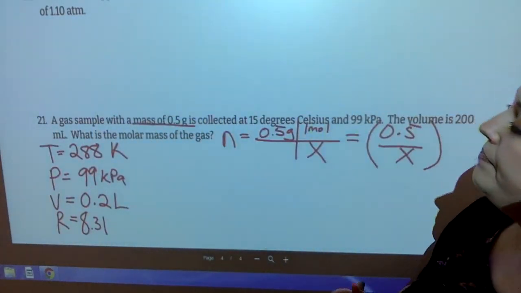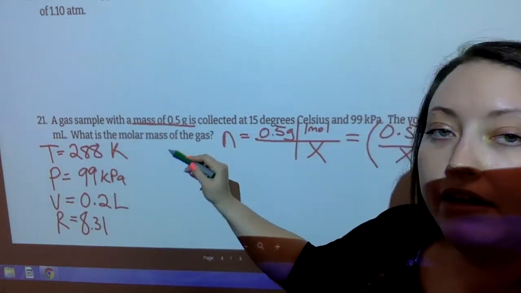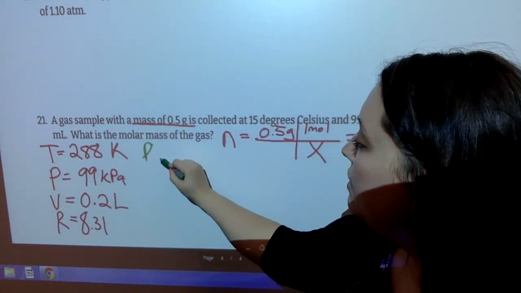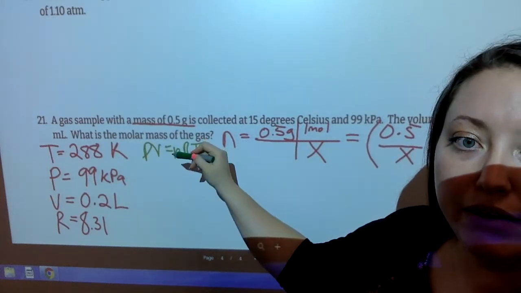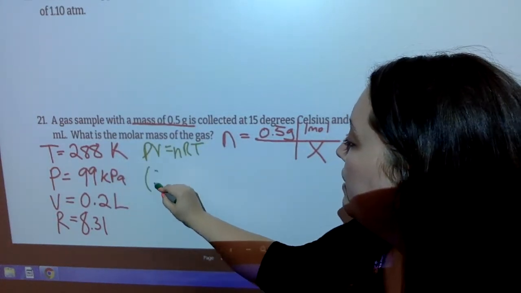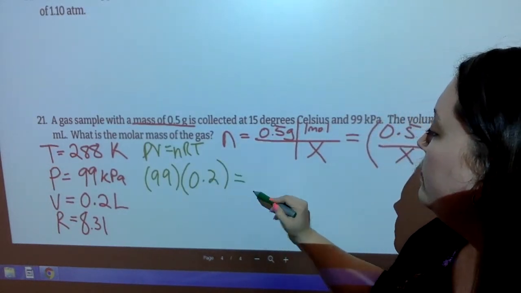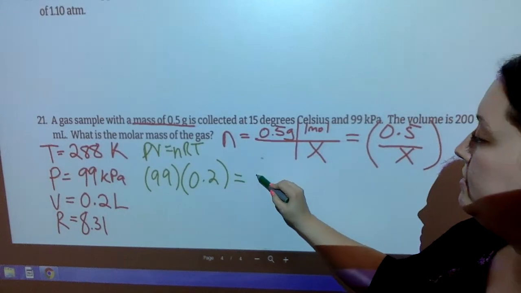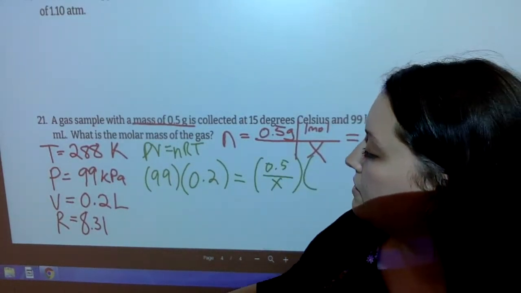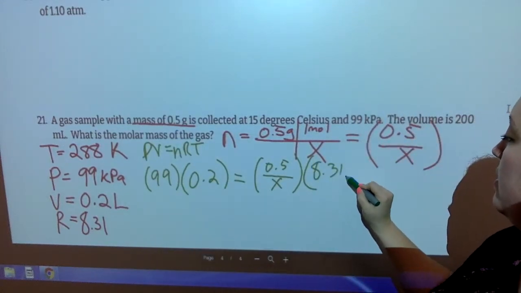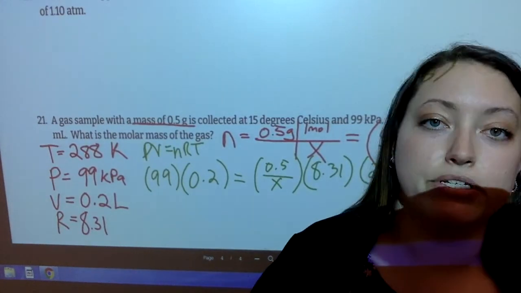We're just going to start plugging this all in, and then we'll solve for it. Okay, so we have PV equals nRT. That's your ideal gas law. So we're going to plug it in. We've got 99 times volume 0.2 equals 0.5 over x times 8.31 times 288.